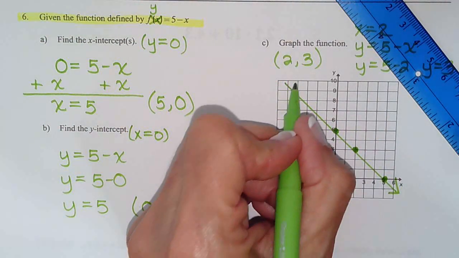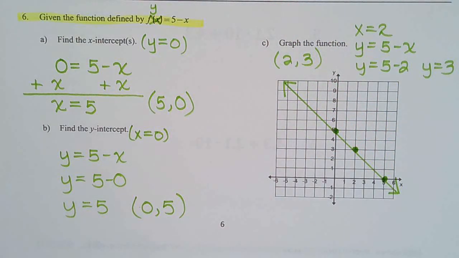Arrows on both ends. Every line must have an arrow on both ends. And there we are. So you have 2 of those on the test. Some of them, I think one of them also asks for the slope. So it asks for the slope, it asks for the x-intercept, it asks for the y-intercept.